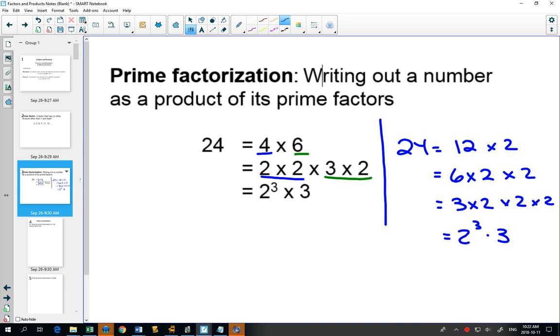So if you're wondering, what happens if I don't pick the right numbers to start? There are no right numbers to start. You could choose anything. And some things come in handy. How do you know if something divides by 2? If it's an even number. So when I see 24, I know already I can divide it by 2. Now that's going to come in more helpful when you start off with a much bigger number. Okay?